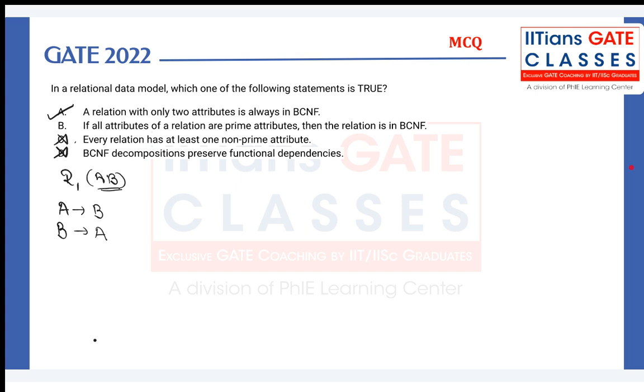First answer: what are the candidate keys of the relation? Just A, just B, right? Just A, just B. These are the candidate keys. Everyone agree to it?